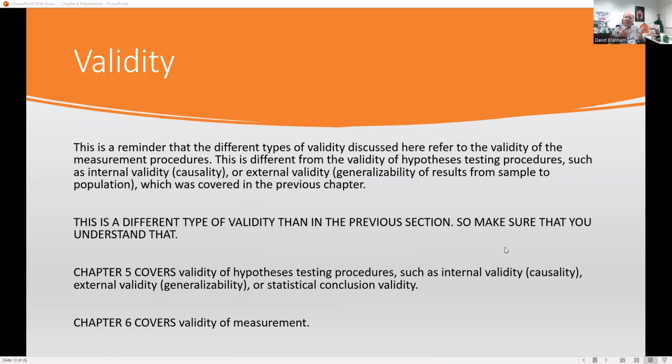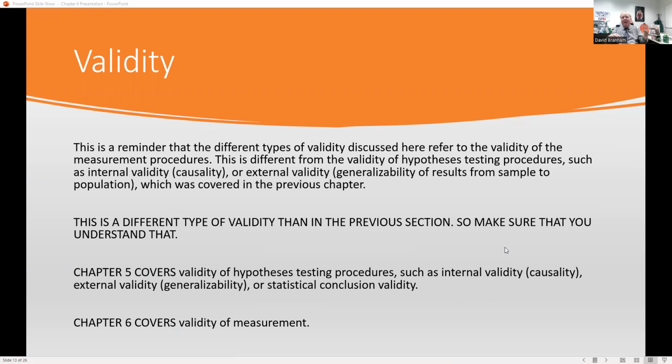So then we go to validity, which is different from reliability. We measure reliability 4 different ways. Validity is different in that valid measures are ones that are actually measuring what you want to measure. That's important. I want to remind you that these are different types of validity than we discussed in the previous chapter.